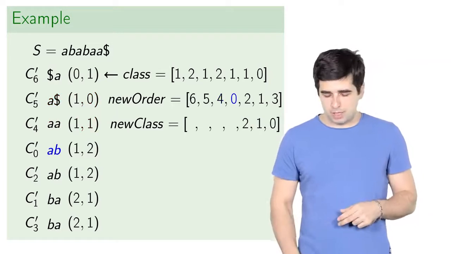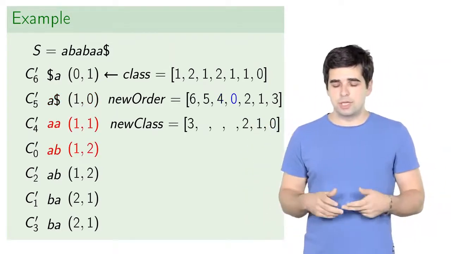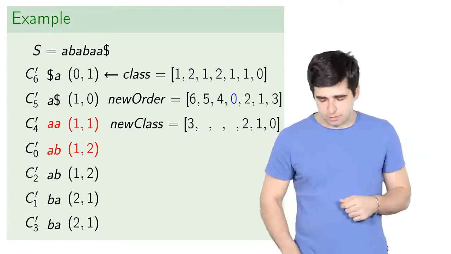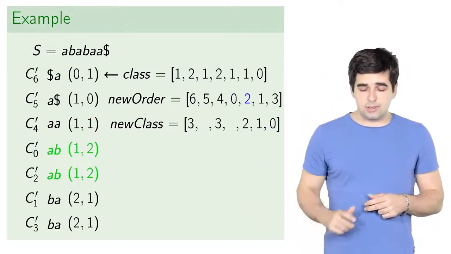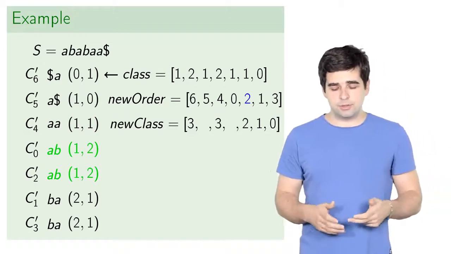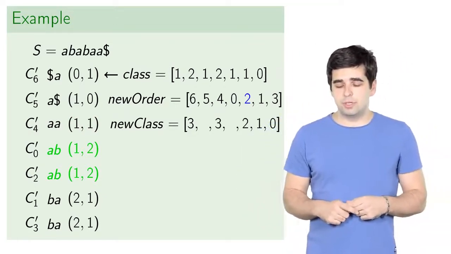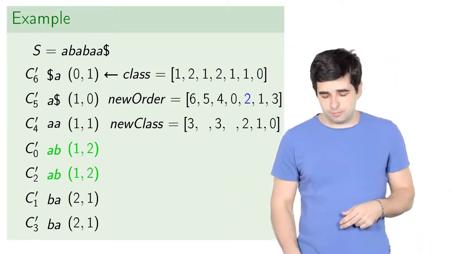Then we proceed to AB. It is again different. 1, 2 is different from 1, 1. So we create a new class 3 and put it in position 0 as given by array new order. Then we look at AB again, and it is the same as the previous AB, as we see from pairs 1, 2 and 1, 2, which are equal. So we don't need to create a new class. We write down the same class 3 into position 2 as given by the array new order.